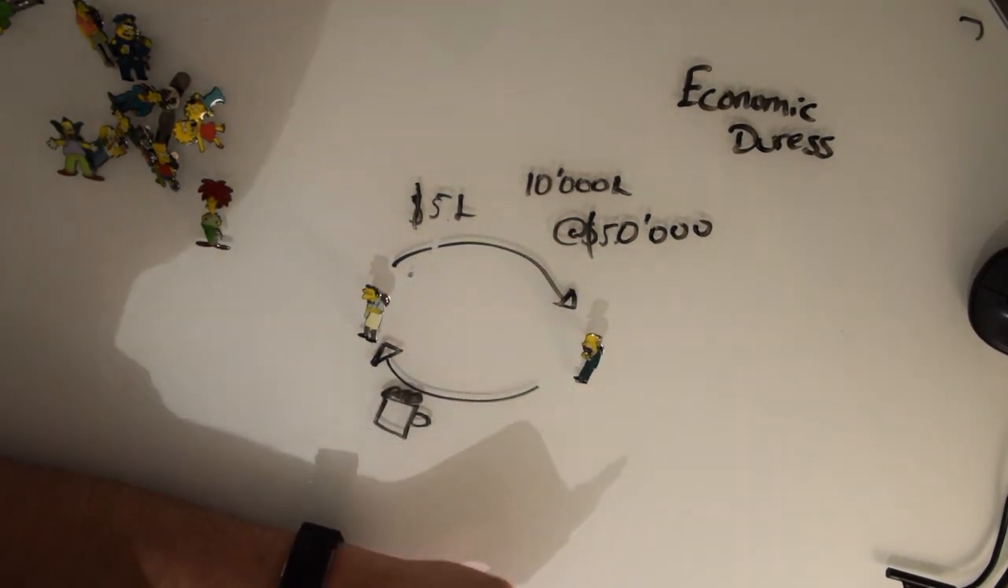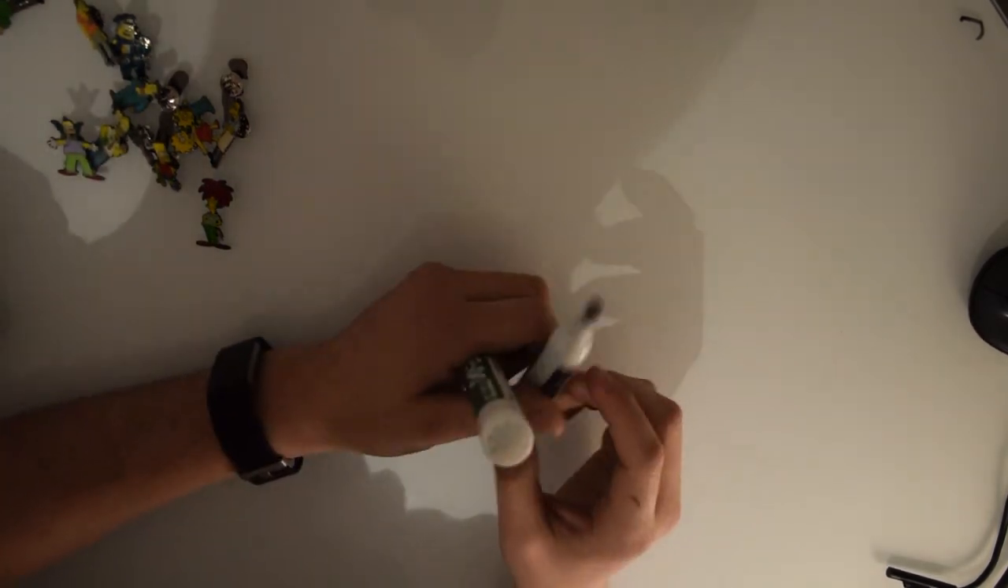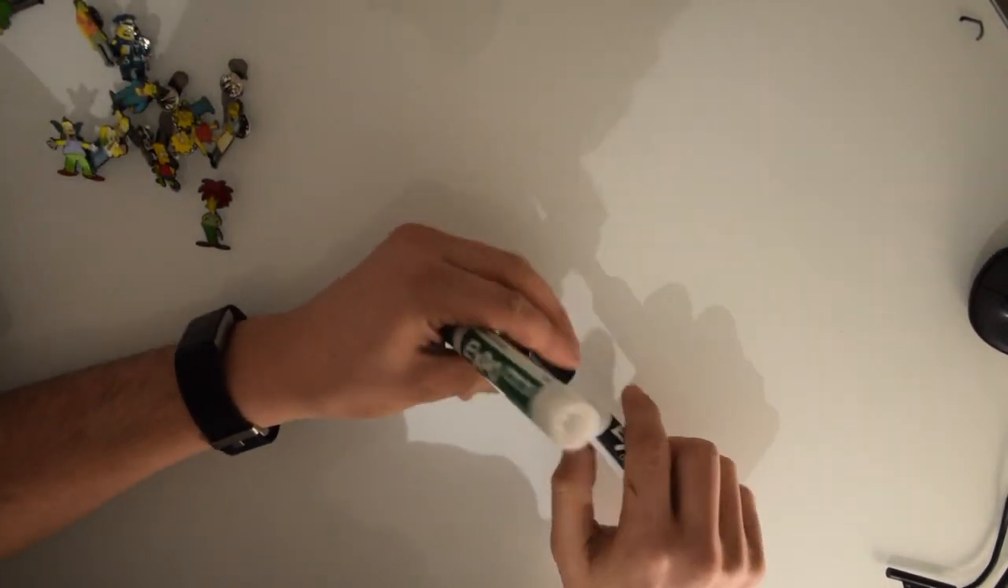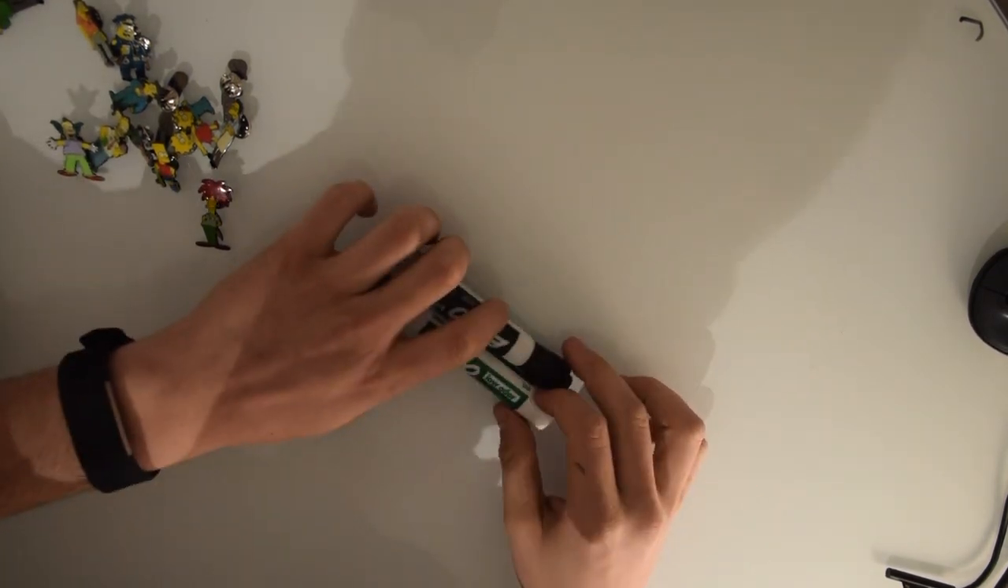So, we'll conclude there. Those are the 3 types of duress, and those are examples of them according to The Simpsons. I hope this was helpful, and thank you for watching.